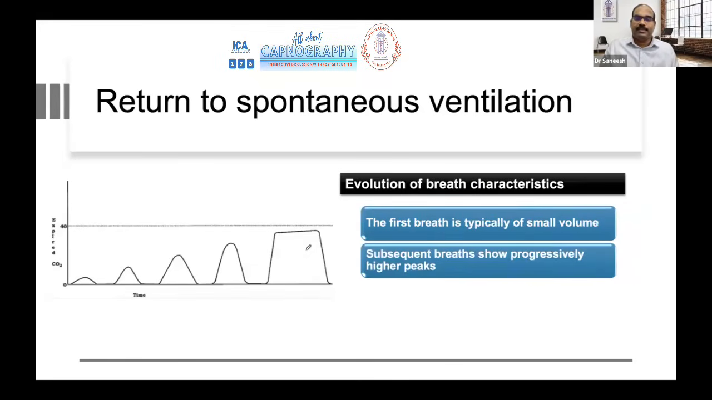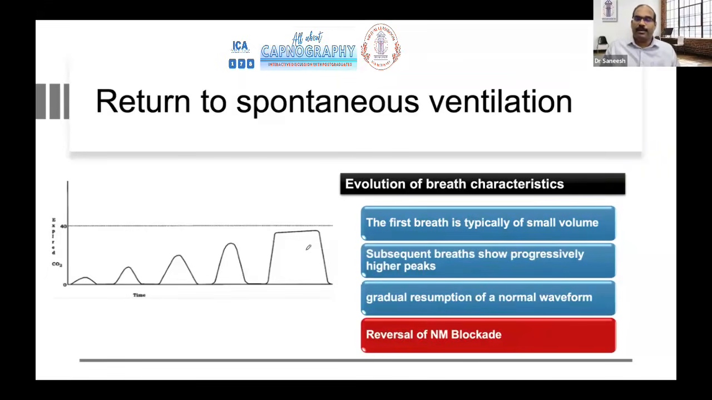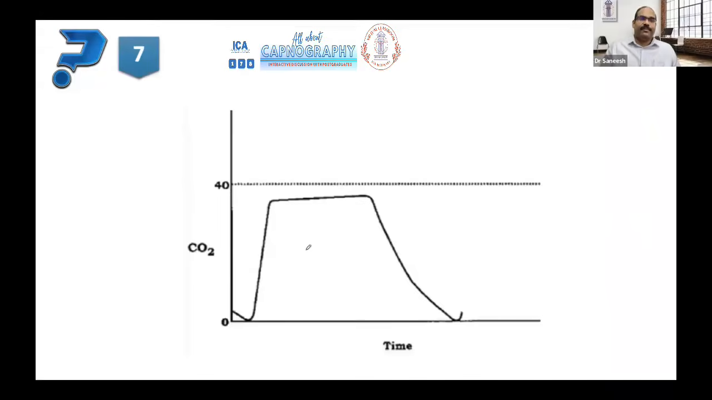The first breath is typically a small volume, subsequent breaths show progressively higher peaks, and there is a gradual resumption of the normal waveform. Again, we are monitoring reversal of neuromuscular blockade with the help of capnography. Okay, fine. Number 7. This tracing is slightly different from what we have discussed so far. Yes, Dr. Aditya.